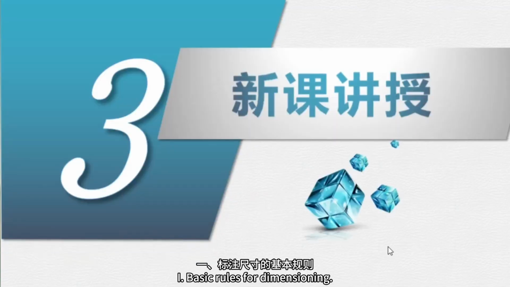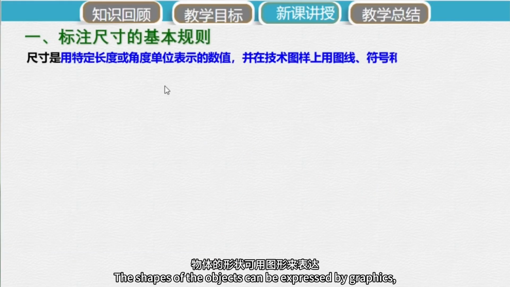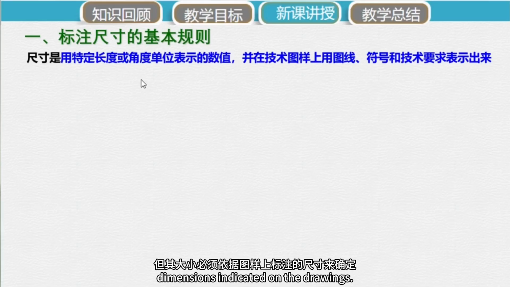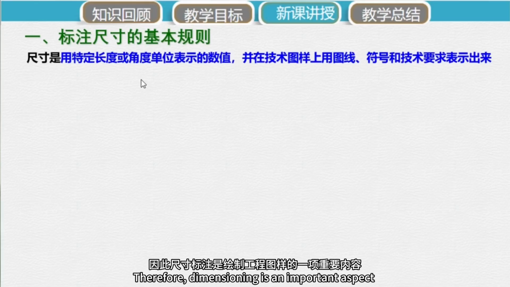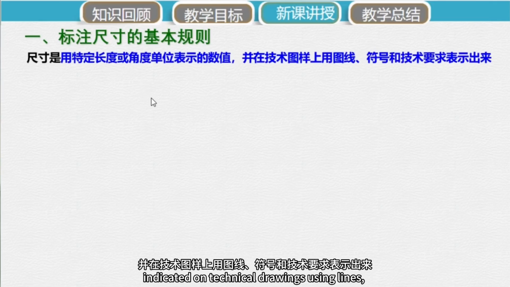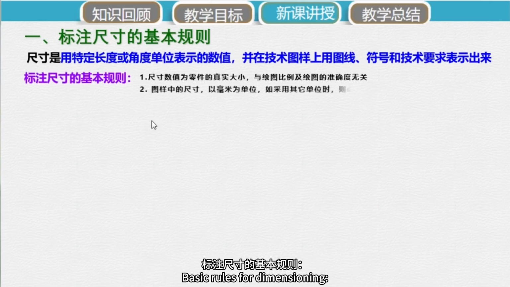First, basic rules for dimensioning. The shapes of the objects can be expressed by graphics, but the size must be determined based on the dimensions indicated on the drawings. Therefore, dimensioning is an important aspect for creating engineering drawings. A dimension is a numerical value expressed in specific units of length or angle, indicated on technical drawings using lines, symbols, and technical requirements. Basic rules for dimensioning.